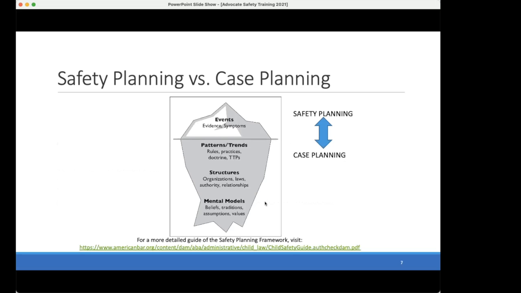For those, again, for that maybe more visual planning, here's the iceberg model when it comes to the difference between safety planning and case planning. Safety planning is just what's at the tip of the iceberg. Okay, how do we keep the kids safe given these circumstances? Period. Case planning, again, is going deeper down.